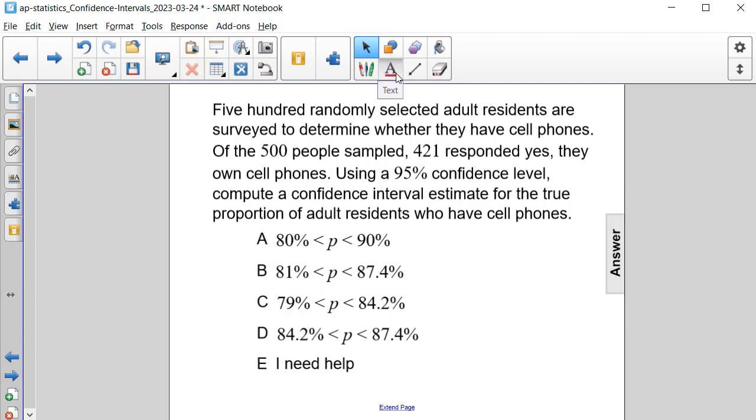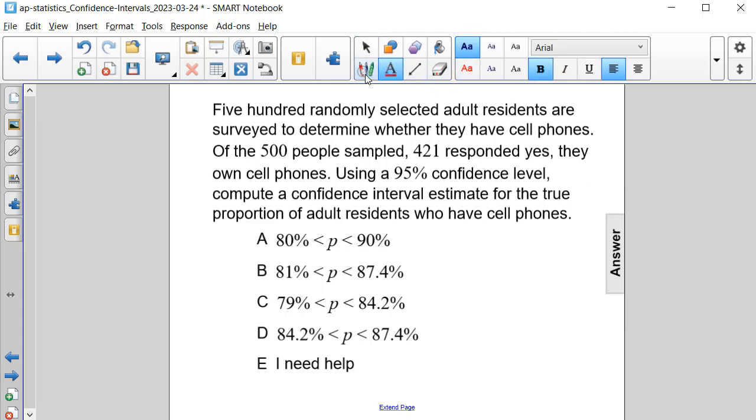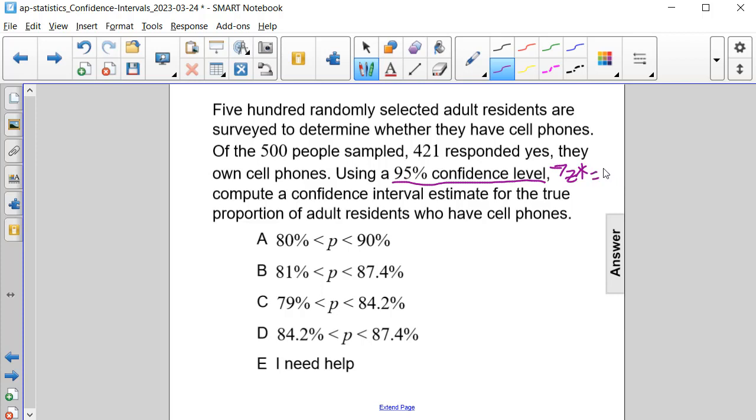All right, so the first thing that we need to do is determine the confidence level that we need and our Z star value based on that. So we need a 95% confidence level, and that means that Z star is going to be equal to 1.96.